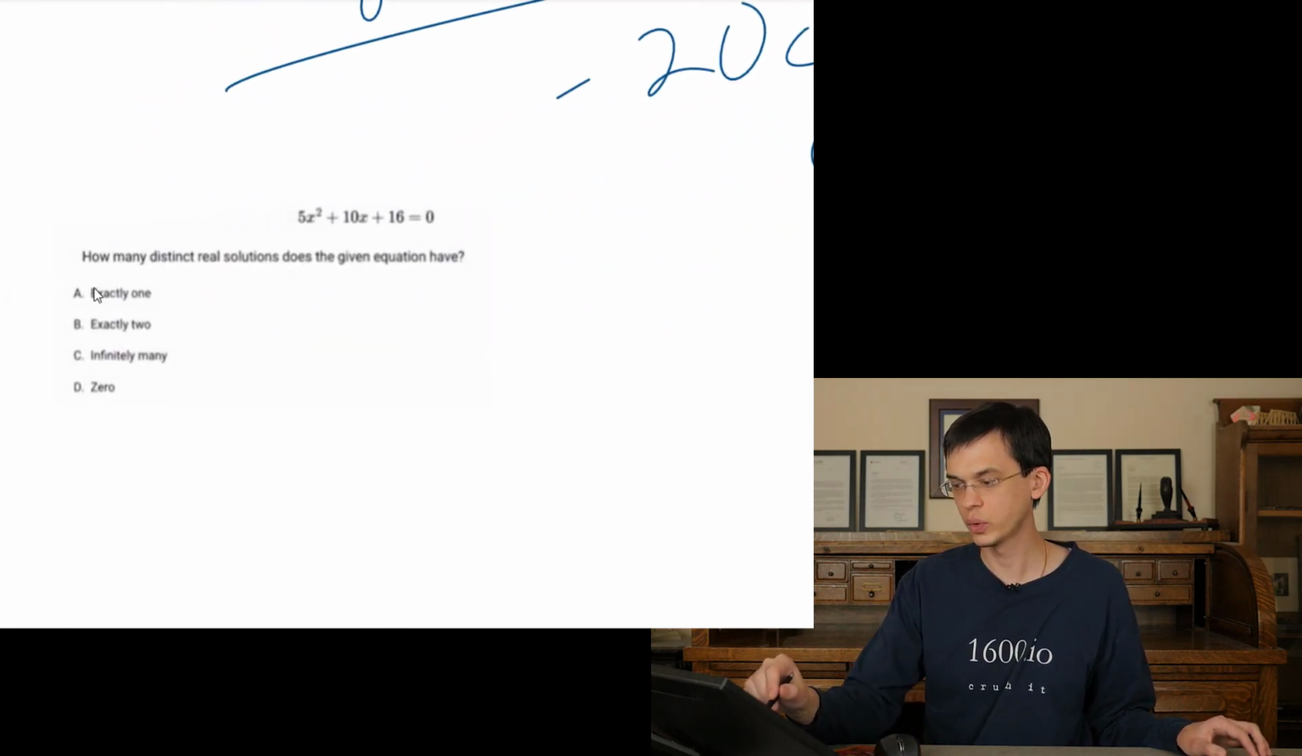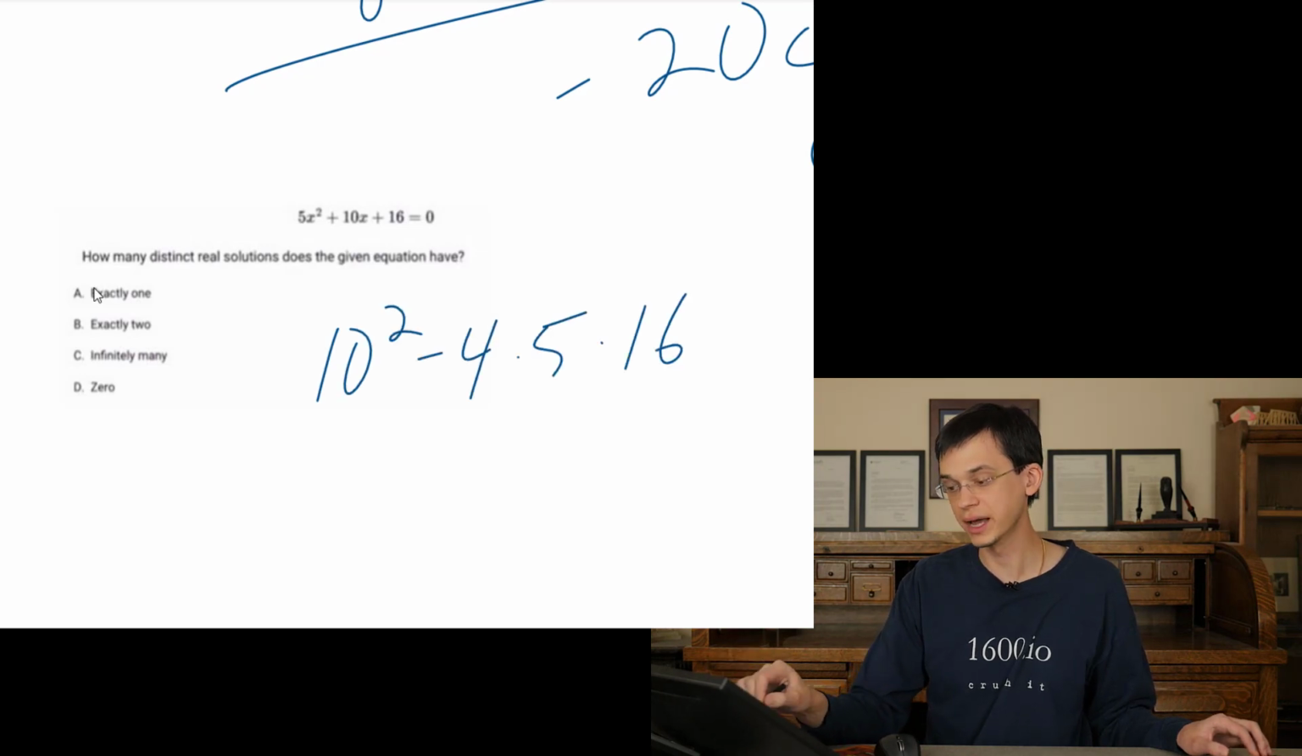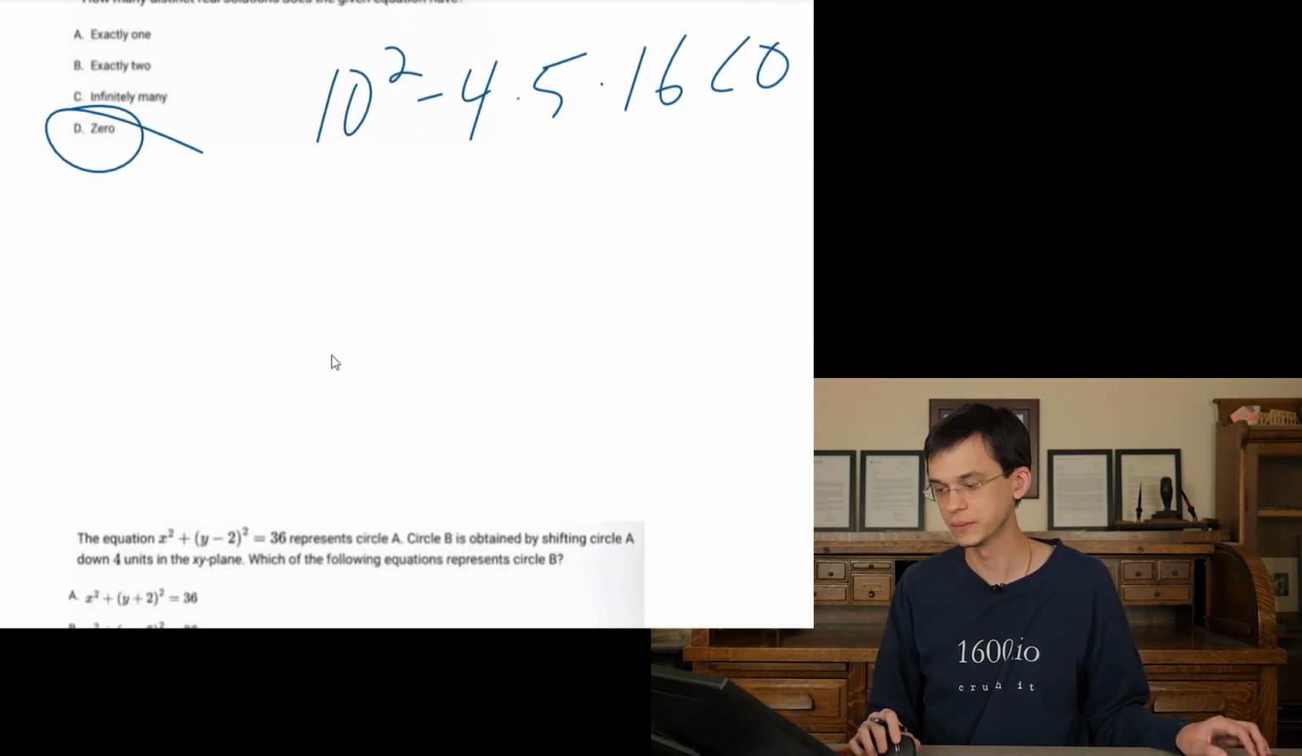How many real solutions does this have? Discriminant, b squared minus 4ac, so 10 squared minus 4 times 5 times 16. This is negative. 100 minus 20 times 16 is negative, so it has 0 real solutions.